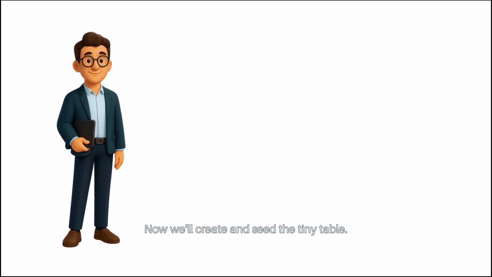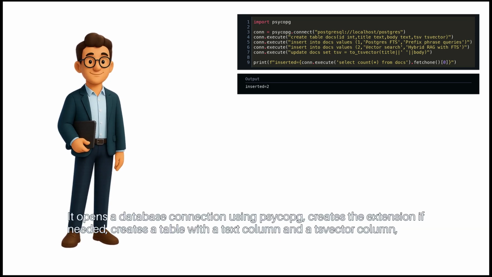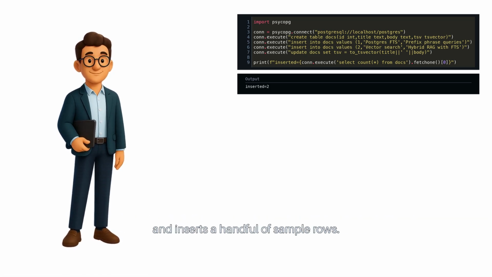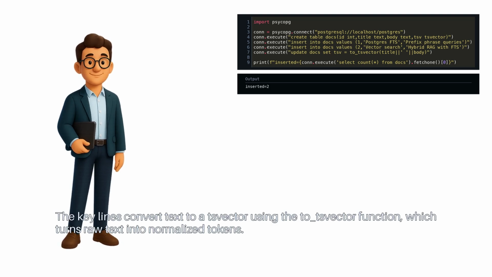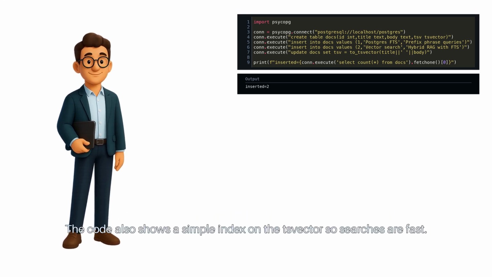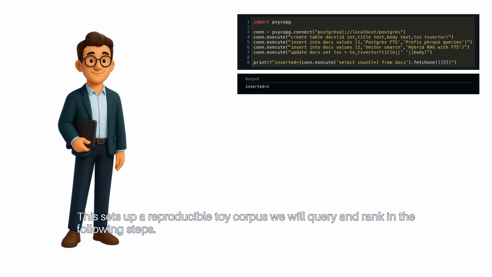Now we'll create and seed the tiny table. This snippet connects via psycopg and seeds a tiny Postgres FTS table. It opens a database connection using psycopg, creates the extension if needed, creates a table with a text column and a tsvector column, and inserts a handful of sample rows. The key lines convert text to a tsvector using the to_tsvector function, which turns raw text into normalized tokens. The code also shows a simple index on the tsvector, so searches are fast. This sets up a reproducible toy corpus we will query and rank in the following steps.